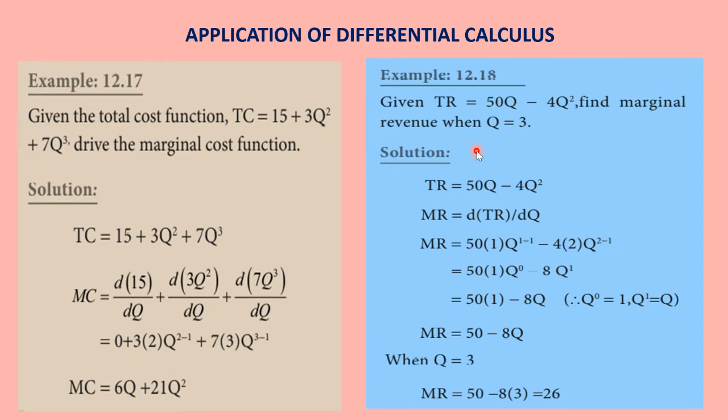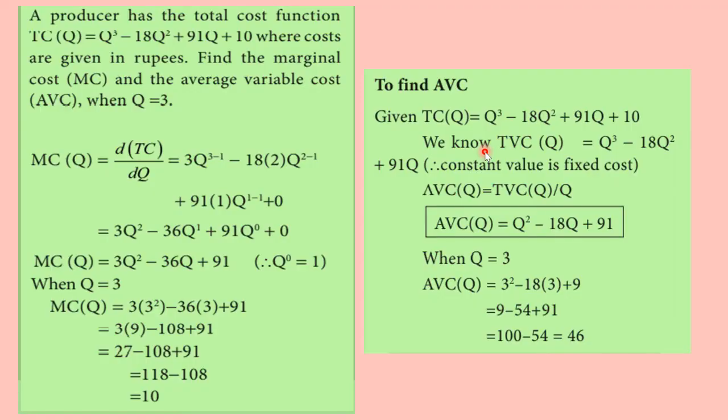But additionally here they have asked us to calculate MR, that is marginal revenue, when q is equal to 3. So you just substitute the value of q in MR. MR is equal to 50 minus 8, and in the place of q, I am going to substitute 3. So it becomes 50 minus 24. 8 threes are 24. So 50 minus 24 will give me 26. So from total cost, we derived the marginal cost in the first example. In the second example, from the total revenue, we have arrived at marginal revenue. Likewise, we will do the next example problem.